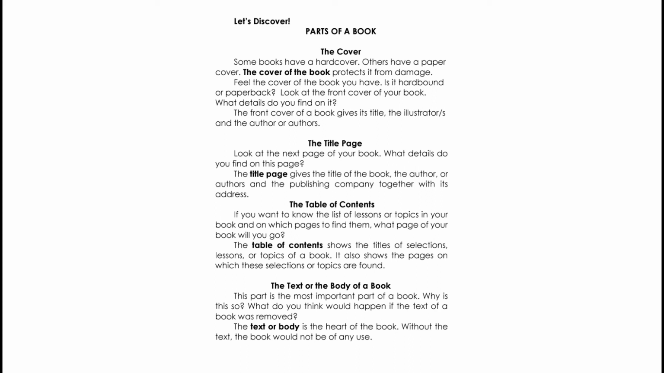The text or body of a book. This part is the most important part of a book. Why is this so? What do you think would happen if the text of a book was removed? The text or body is the heart of the book. Without the text, the book would not be of any use.